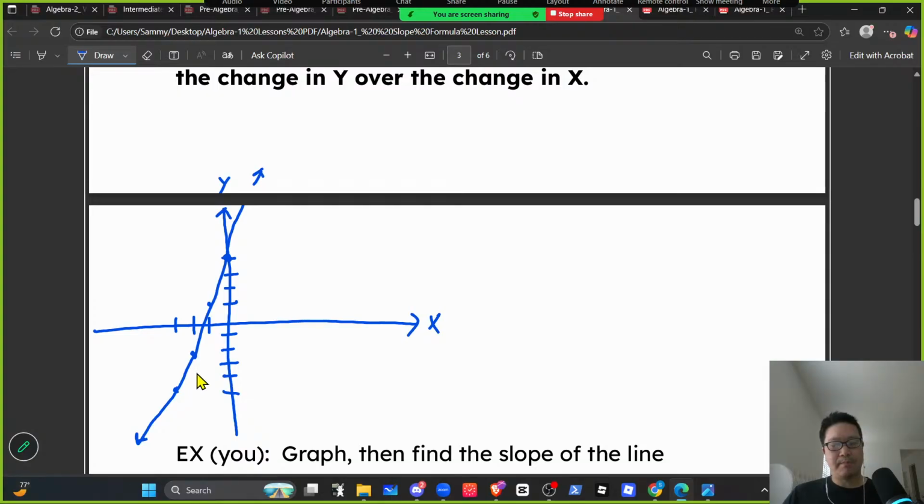And pick any two points on the line. It can be two close points or two far points. It doesn't matter. I'll pick this one and ask myself, what's the rise over run? What's the rise, the change in rise from here to here? 3. And then what's the run from here to here? 1. So it's 3 over 1, which is 3. So the slope would be 3.